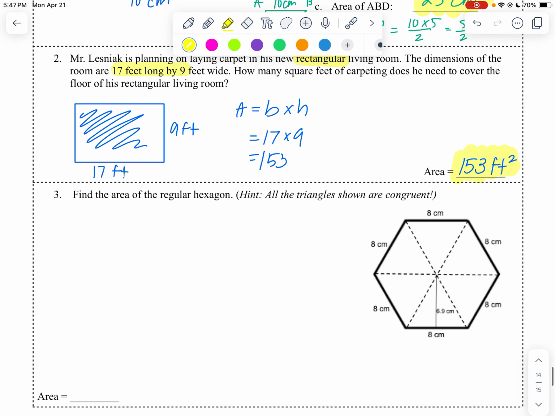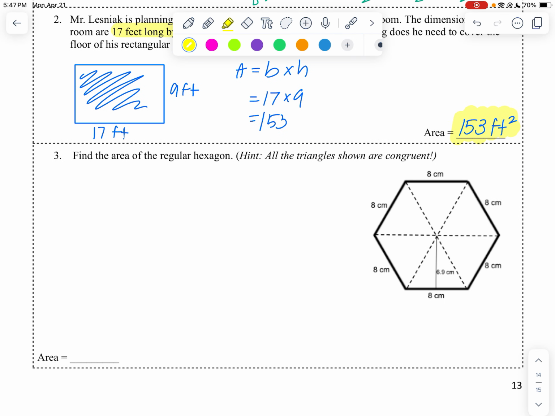All right, and then we get number 3. It says find the area of the regular hexagon. And the hint to us right here says all triangles shown are congruent. Regular hexagon means that every single side is going to be the 8 centimeters shown in this picture. It also is telling us that every single triangle within this hexagon has the same exact length. They are equal, right? Congruent also means equal.